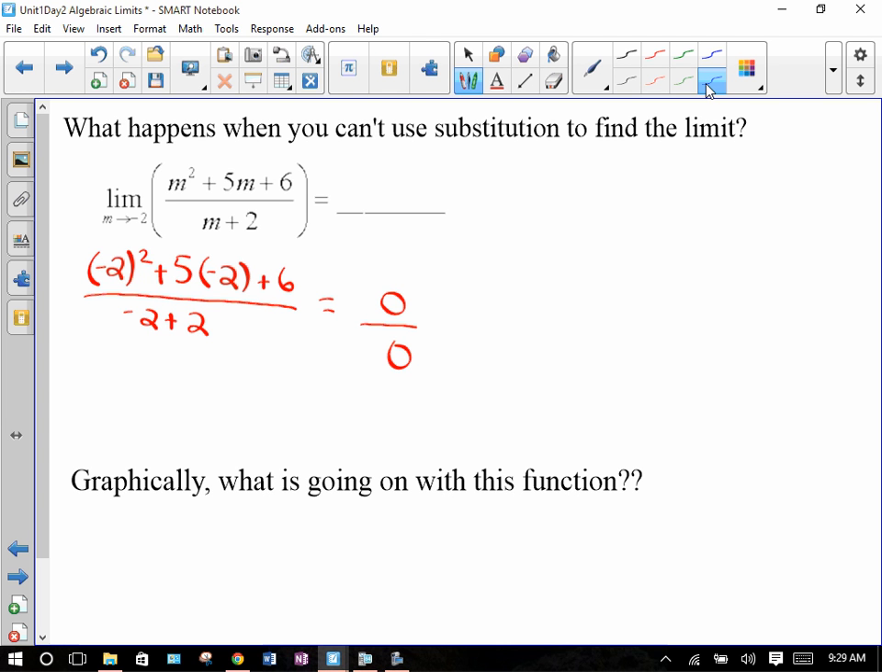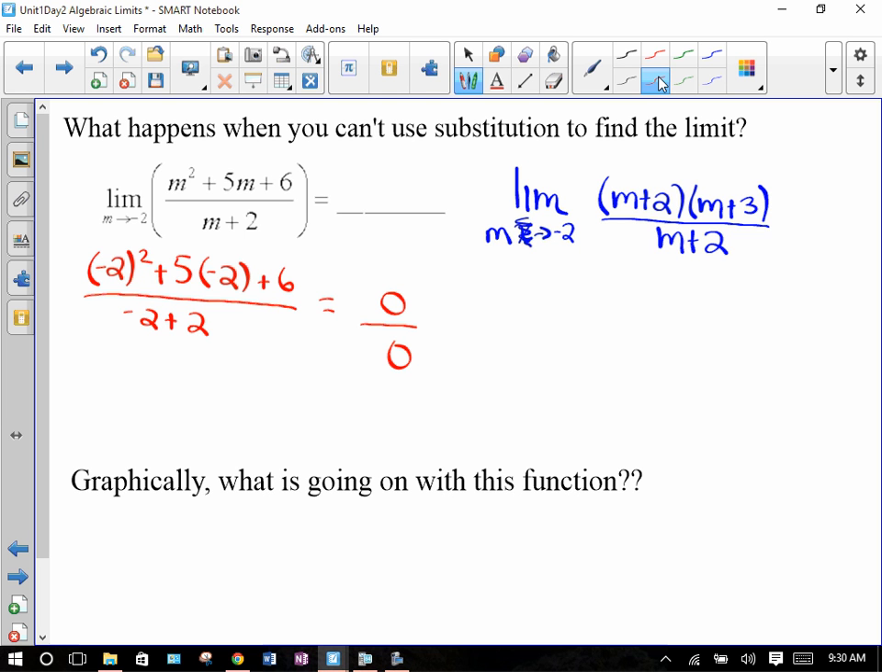So we're going to rewrite this. We're going to say that this is equal to the limit as x approaches -2. This top part factors into n plus 2 times n plus 3. Oh, yeah, it should be n. So, do we see anything that would cancel out in the numerator and the denominator? n plus 2 cancels out.